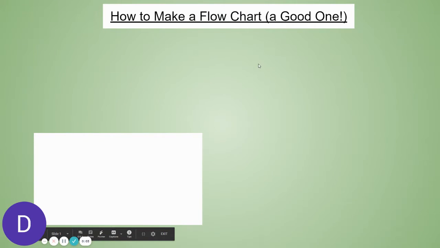Right, okay. I want to give you a little bit of guidance on how you do flow charts properly. I ask you to do this a lot, and there's a good reason for that. But there are a lot of pitfalls people can fall into when trying to do a flow chart, especially when they try and rush it.